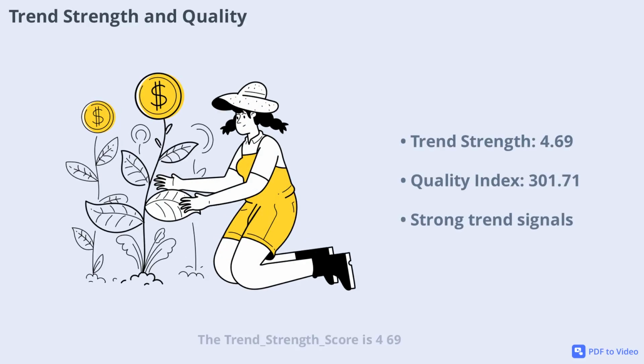The trend strength score is 4.69, and the trend quality index is a robust 301.71. These metrics indicate a strong and well-defined trend, supported by technical alignment across multiple indicators. The MA alignment score of 1 further confirms that moving averages are in a favorable configuration for continued momentum.